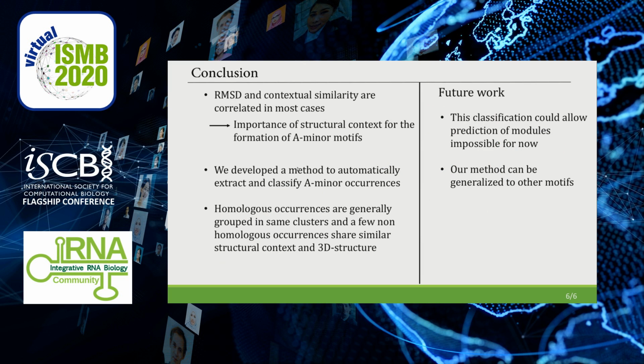And so to conclude, we show that RMSD and contextual similarity are correlated in most cases, so it means that the topology of structural context is important for the formation of A-minor motifs. We developed a method to automatically extract and classify A-minor occurrences, and in our classification, homologous occurrences are generally grouped in same cluster, but also a few non-homologous occurrences share similar structural context and 3D structures. So in future work, we'll find out if this classification can lead to prediction of A-minors that are impossible to predict for now.